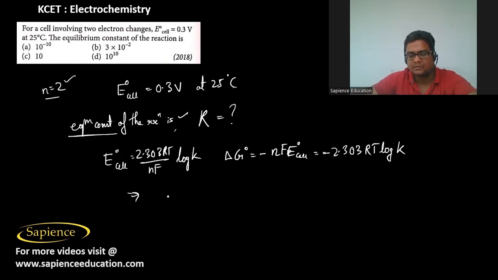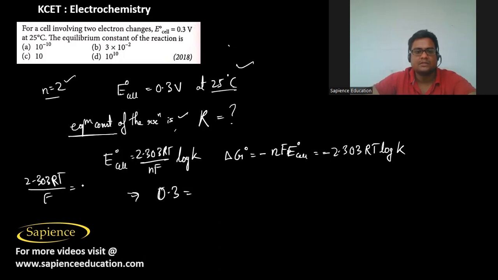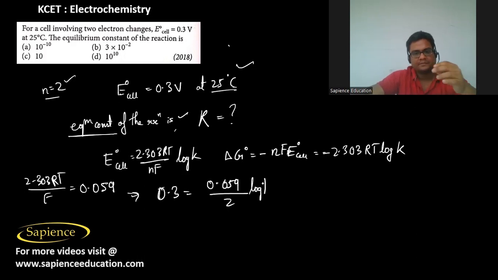So now therefore you can say E naught cell, that is 0.3, is equal to 2.303 RT by F. At room temperature, that means at 25 degrees Celsius, the value of 2.303 RT by F is approximately 0.059. So this will be equal to 0.059 divided by n, n is 2, into log K.